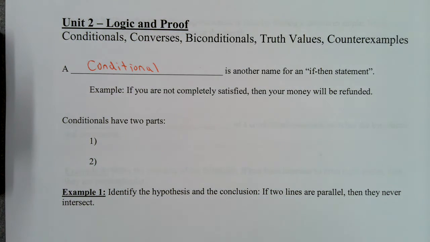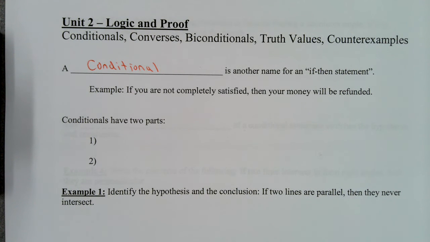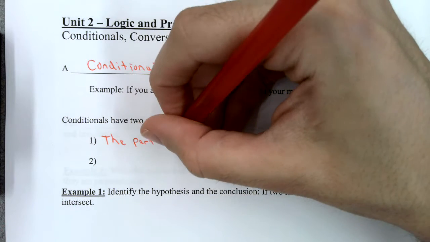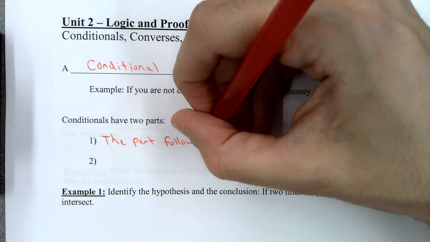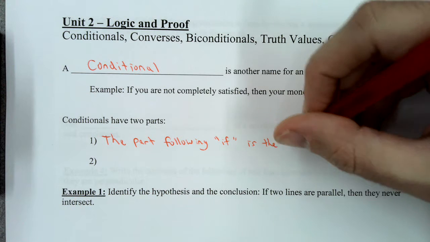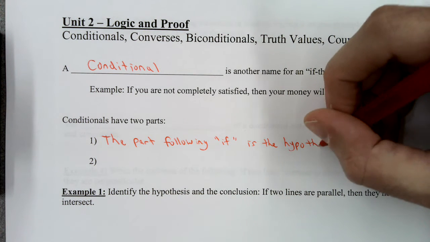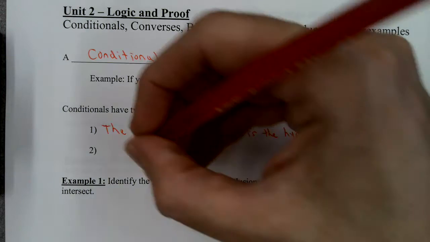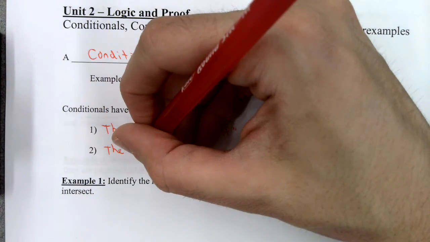A conditional is another name for an if-then statement. So for example, if you are not completely satisfied, then your money will be refunded. Conditionals have two parts, okay? The part following if is called the hypothesis. And the part following then is called the conclusion.